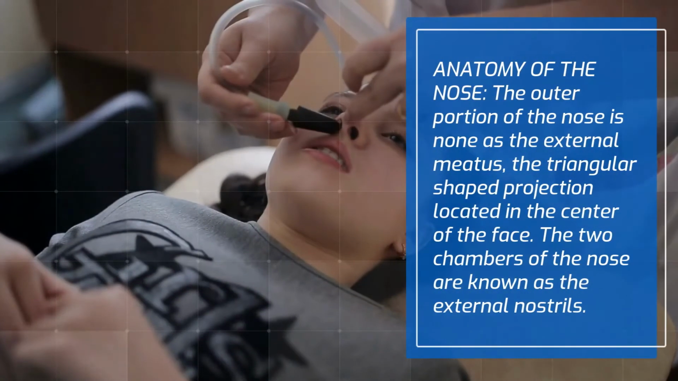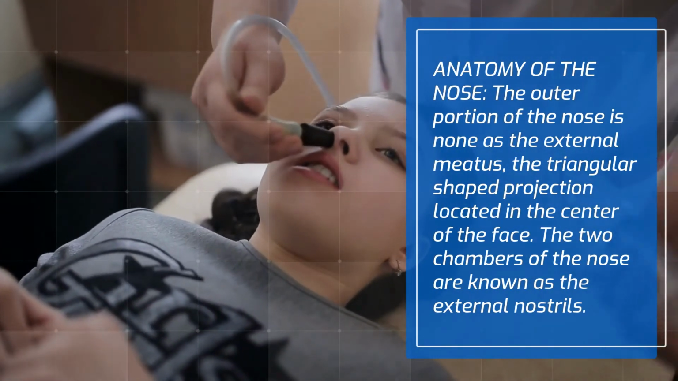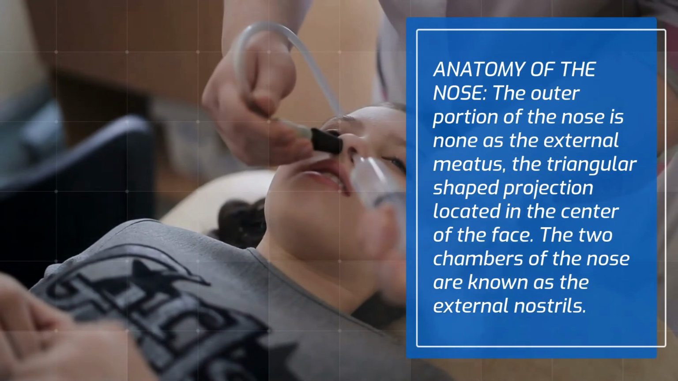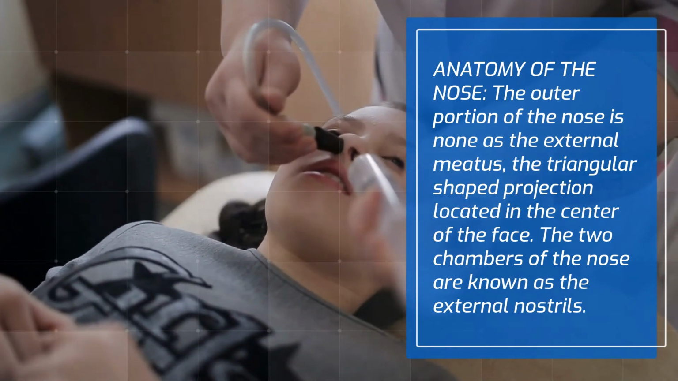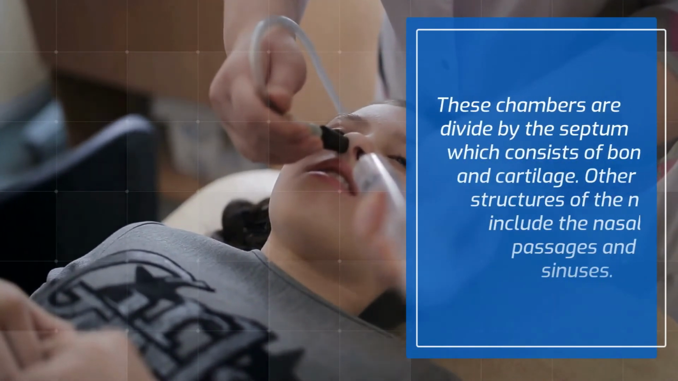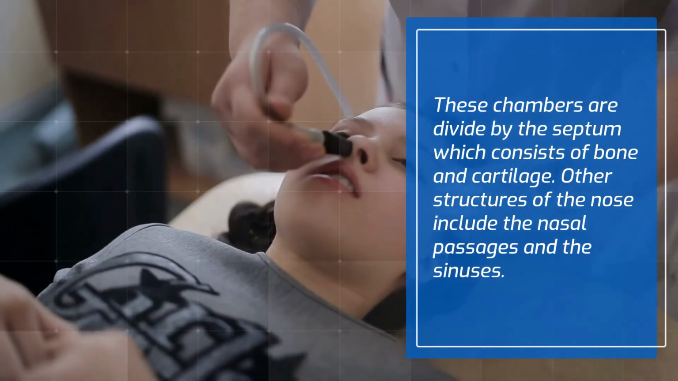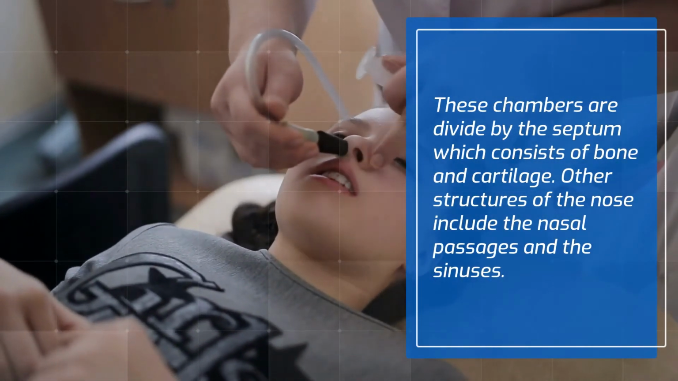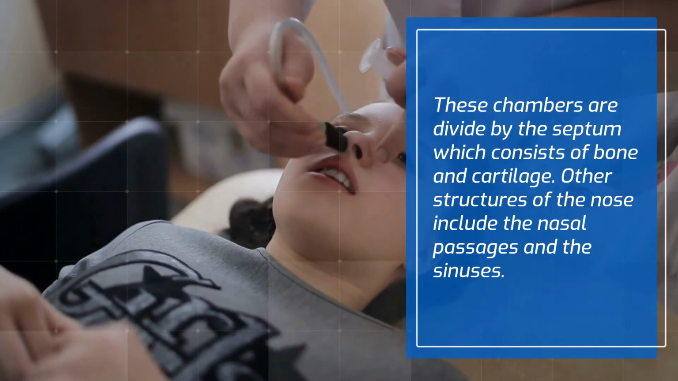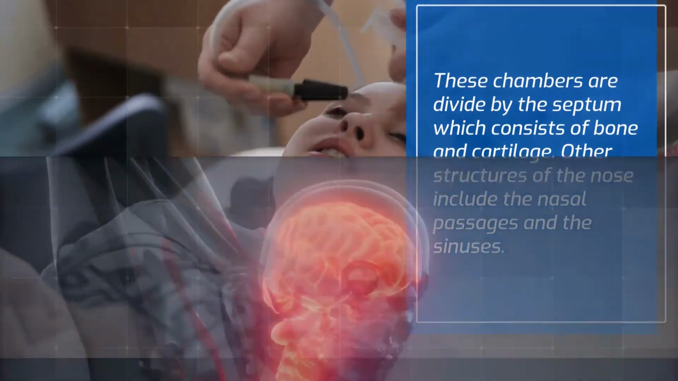Anatomy of the nose. The outer portion of the nose is known as the external meatus, the triangular-shaped projection located in the center of the face. The two chambers of the nose are known as the external nostrils. These chambers are divided by the septum, which consists of bone and cartilage. Other structures of the nose include the nasal passages and the sinuses.